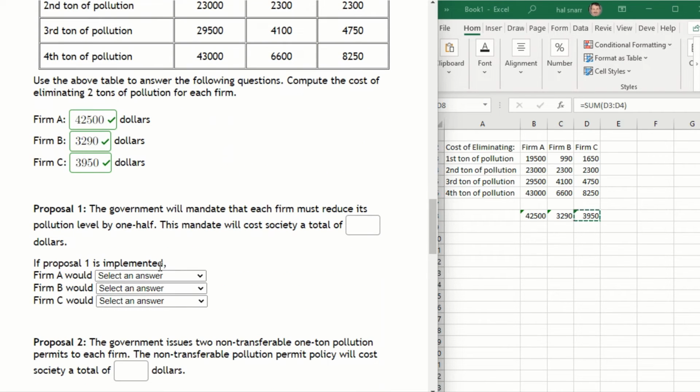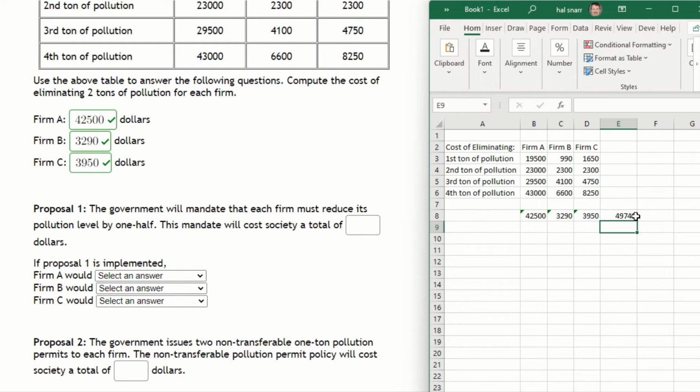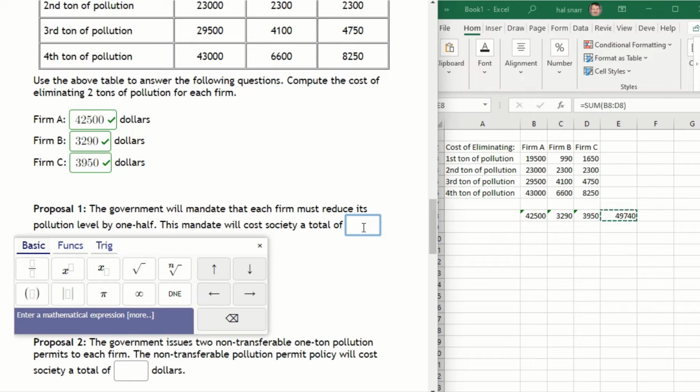Now, the first proposal you're reviewing is just a government mandate. And the government mandate is that each firm must reduce its pollution by 1/2, right? So now you need to calculate the cost to society of this policy, right? Well, the cost of this policy is just this total here, right? It's just the sum of the 3. Okay, so pretty substantial cost here.